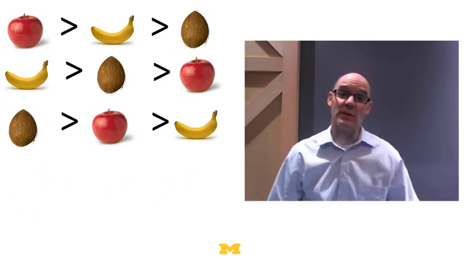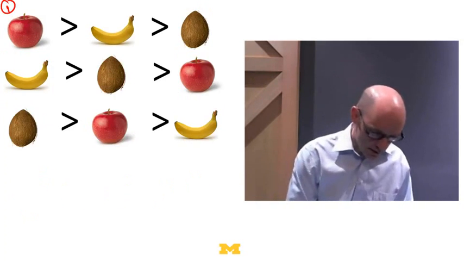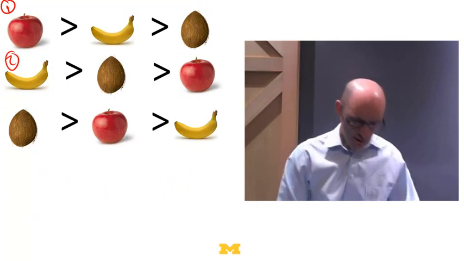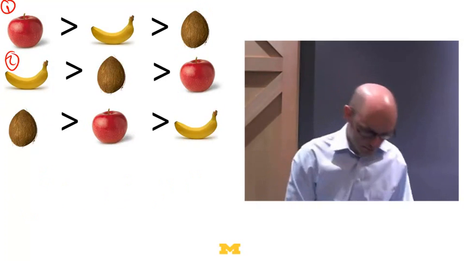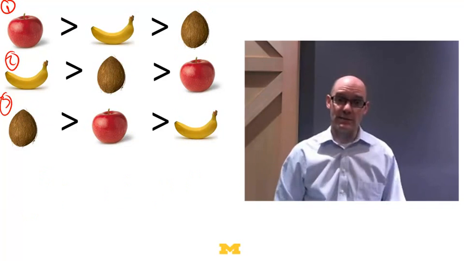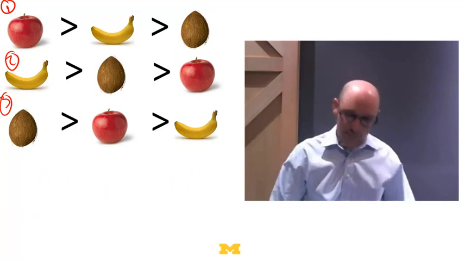Well, now let's go for something where the preferences are even a little bit more diverse. Now person 1 likes apples, bananas, coconuts. Person 2 likes bananas, coconuts, apples. And person 3 prefers coconuts to apples to bananas. Now we've got to think, okay, what happens here? There doesn't seem to be any clear winner.